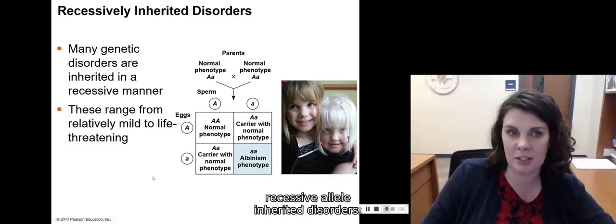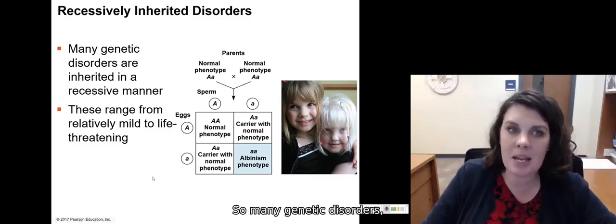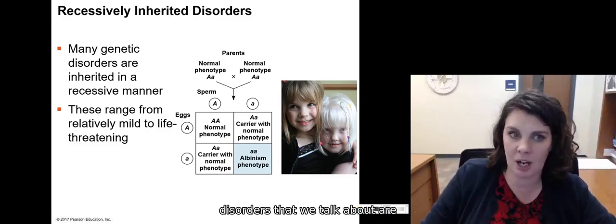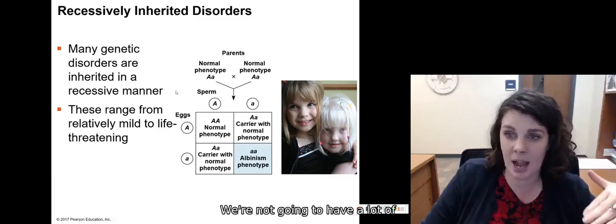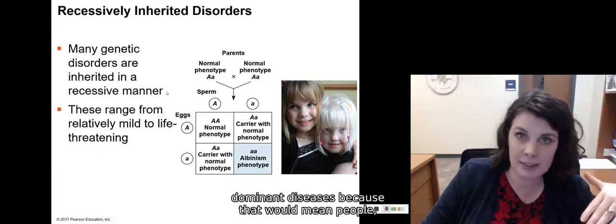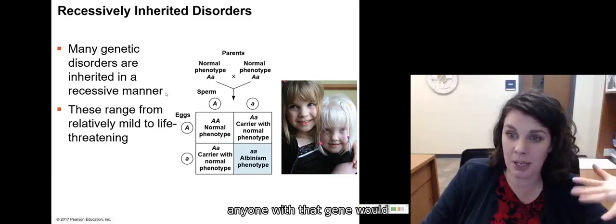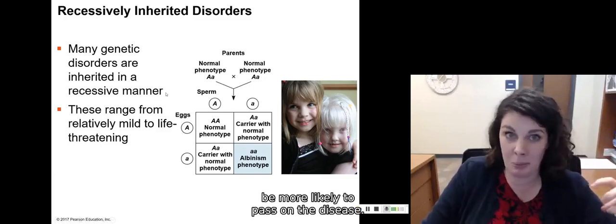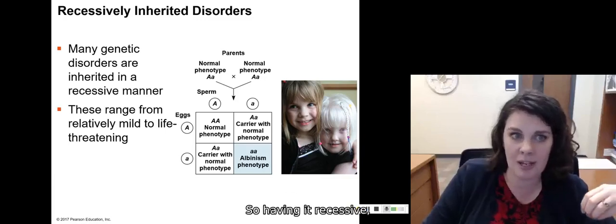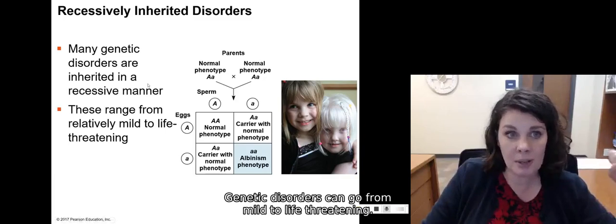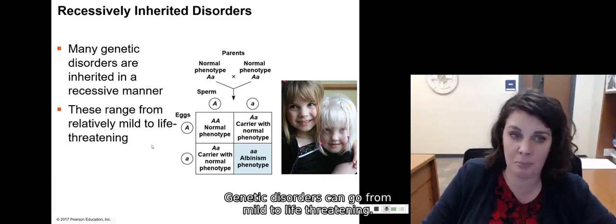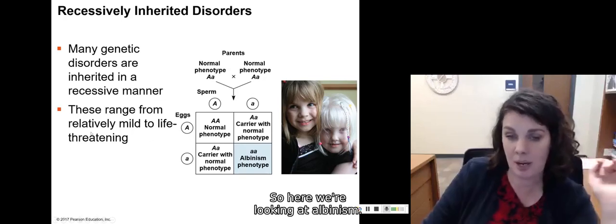Okay, let's also talk about some recessively inherited disorders. So many genetic disorders that we talk about are inherited in a recessive manner, right? We're not going to have a lot of dominant diseases because that would mean anyone with that gene would be more likely to pass on the disease. So having it recessive means you're likely to have carriers. Genetic disorders can go from mild to life-threatening.